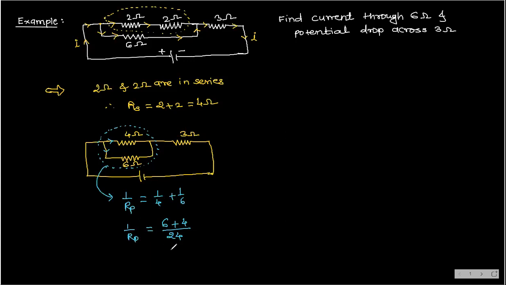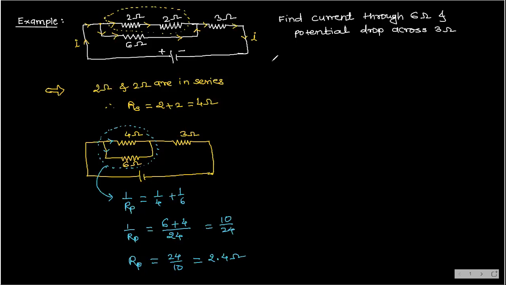So 1 by Rp is 10 by 24, and I take the reciprocal. Therefore Rp is 24 by 10, so you are getting 2.4 ohm. Is it clear? Right. Now again I am redrawing.